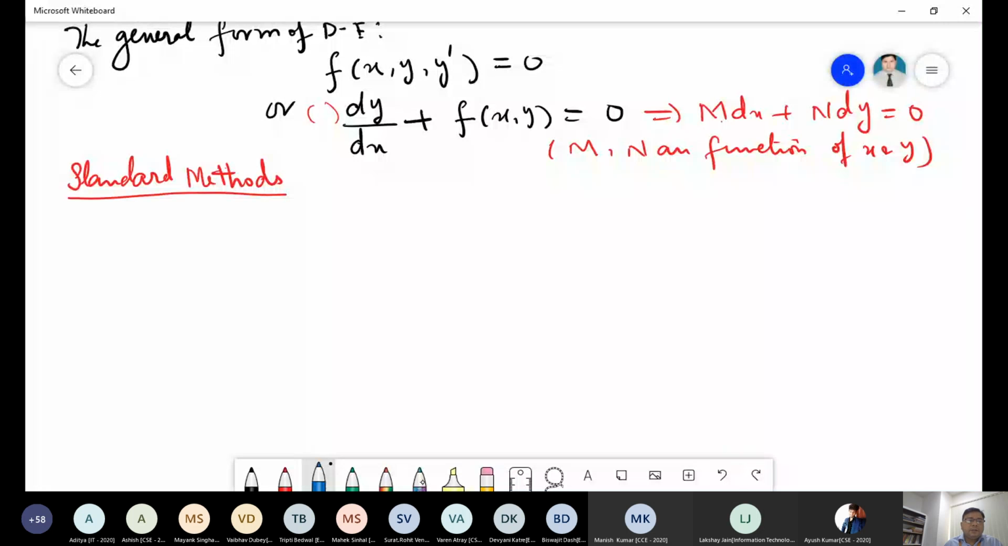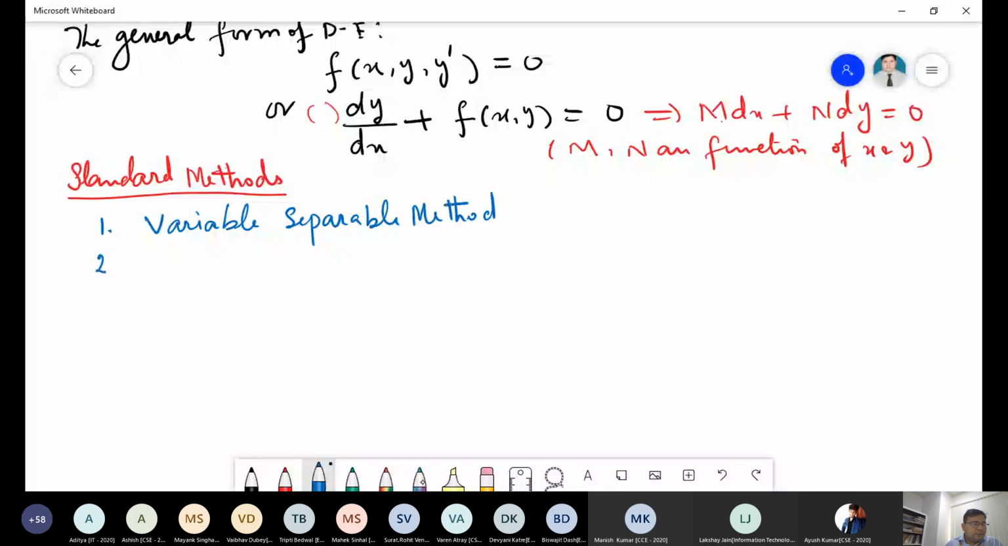So the standard methods are, number one, the variable separable method. You have to remember, it's a very easy method when we solve this problem. Variable separable, the name itself shows what it is actually: we have to separate the variables. The variable separable method.